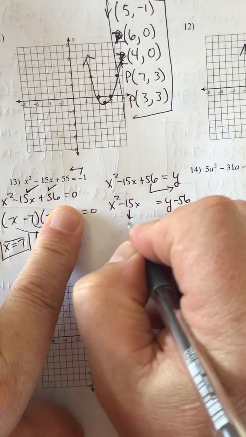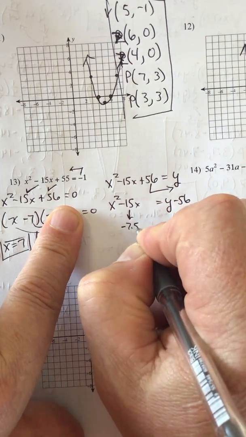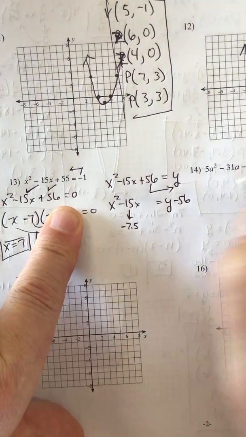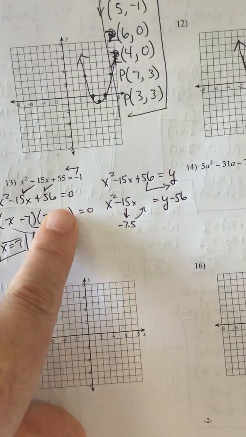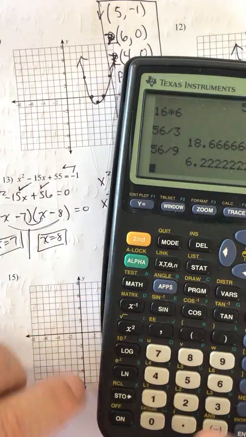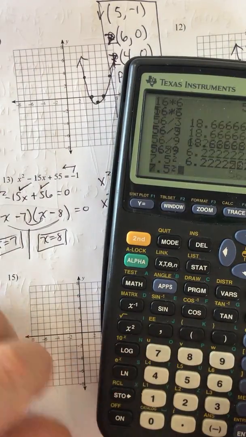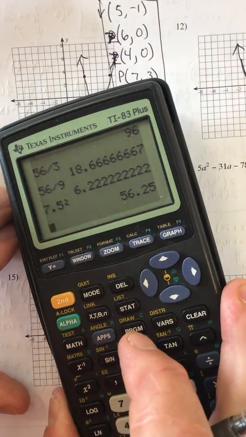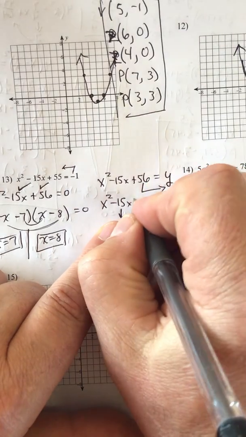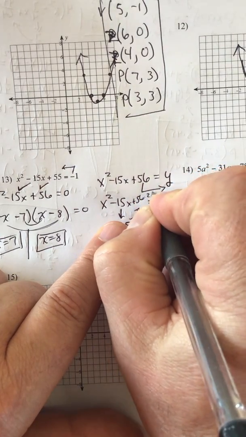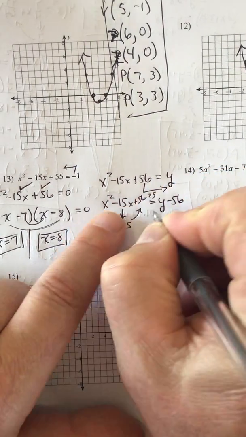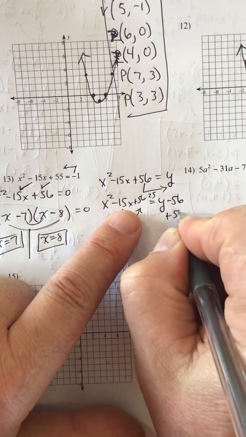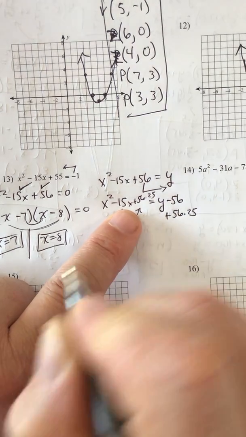Okay, half of 15 is 15 halves, or 7.5. If you want to go decimals, I'm going to use my calculator probably anyway. So I need 7.5 squared. 7.5 squared is 56.25. So I'm adding 56.25 here. No multiplier, so I'm going to add 56.25 here.